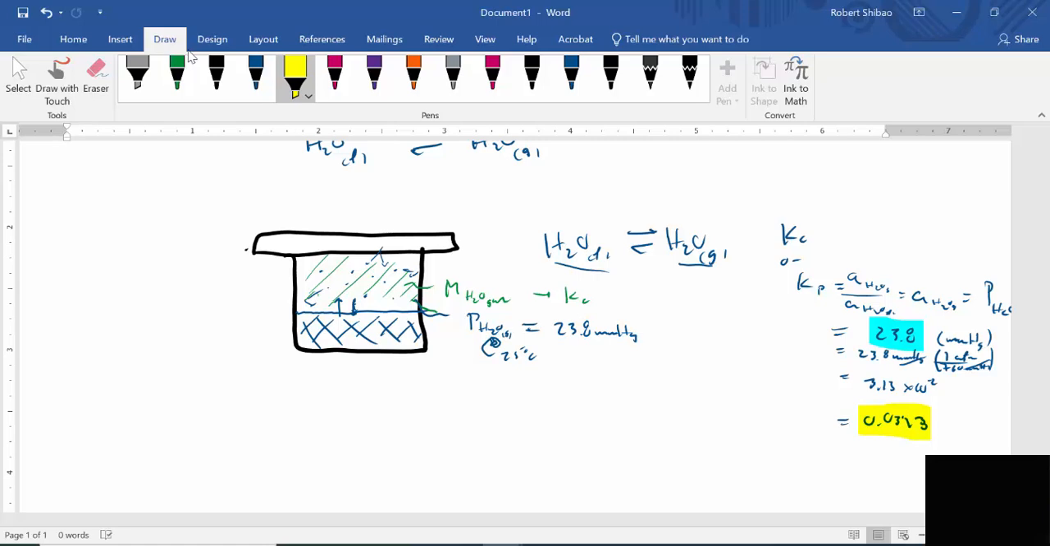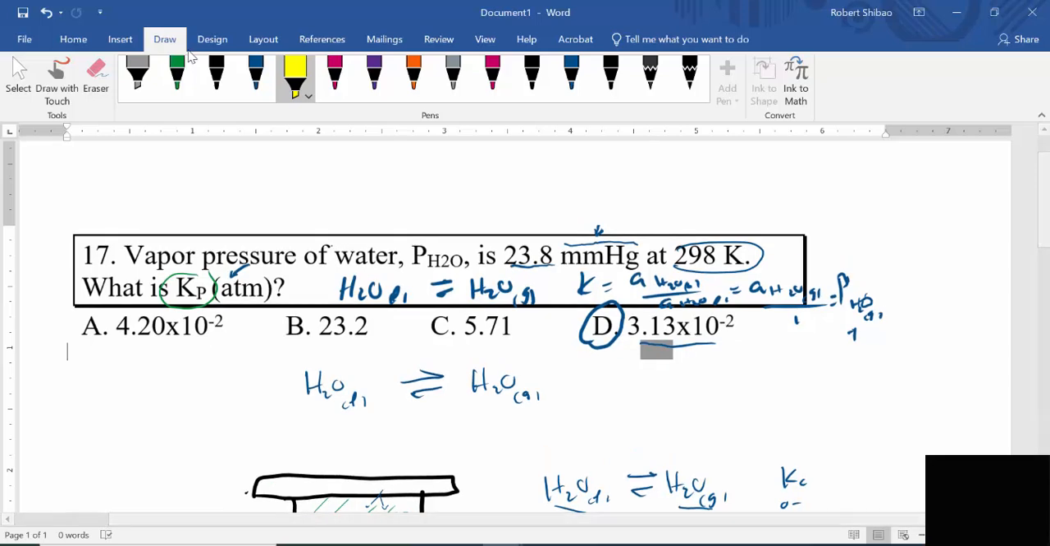Because the reactant is a liquid, is this just a matter of converting? No, it doesn't matter. The liquid we completely ignore. Pure liquids and pure solids, just completely ignore those. Yeah, because the question asks what is Kp in units of atmospheres, so we would have to convert it. If I ask you what is Kp in units of millimeters of mercury, you're done. It's 23.8.